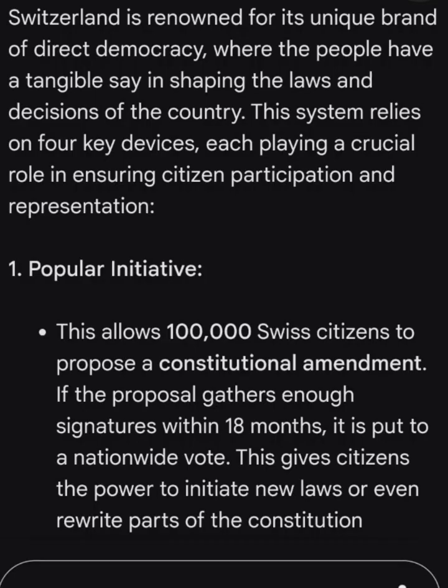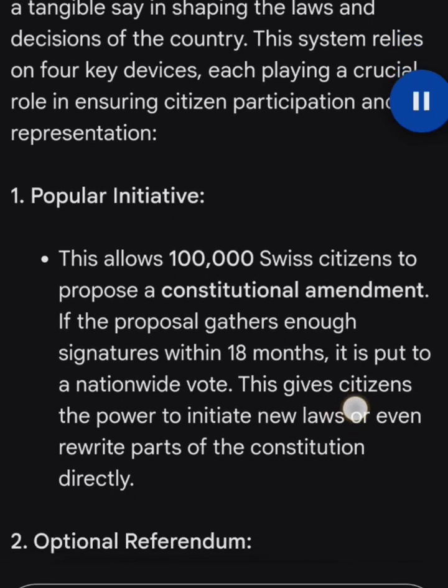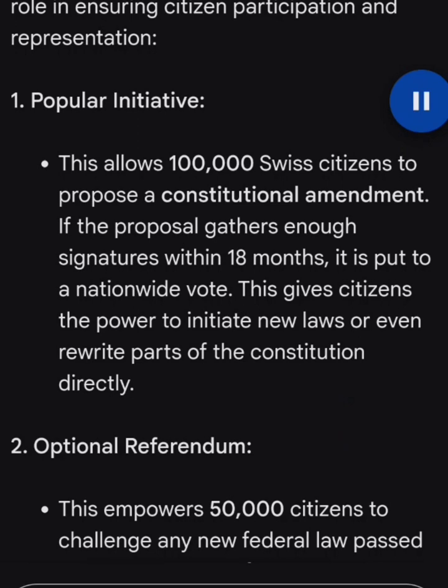Switzerland is renowned for its unique brand of direct democracy, where the people have a tangible say in shaping the laws and decisions of the country. This system relies on 4 key devices, each playing a crucial role in ensuring citizen participation and representation. 1. Popular initiative. This allows 100,000 Swiss citizens to propose a constitutional amendment. If the proposal gathers enough signatures within 18 months, it is put to a nationwide vote. This gives citizens the power to initiate new laws or even rewrite parts of the constitution directly.